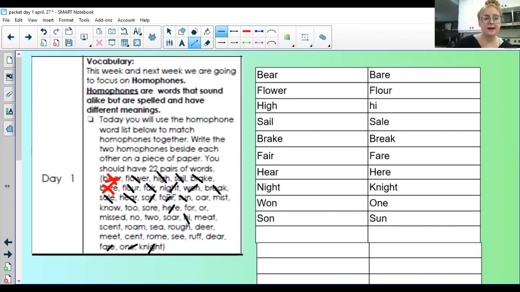Then we have four, F-O-U-R. That four is the number 4. So when we are doing math, not expanded form, when we do word form and you spell words out, four is the number. The other for could be like, I have a gift for you, F-O-R, for.